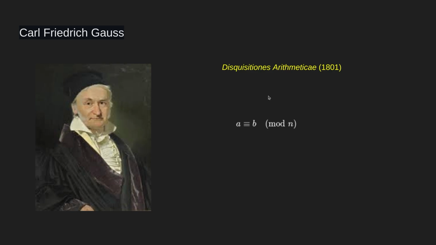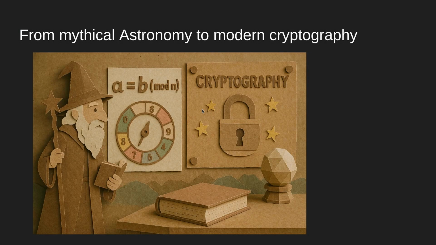Of course, the Chinese philosophers and Aryabhatta were able to use modular arithmetic without this notation, the same way that you studied remainders and quotients in middle school without worrying about this notation. So this is the journey of number theory, modern algebra, group theory, field theory, everything. It started from mythical astronomy and it is now used extensively in modern cryptography.